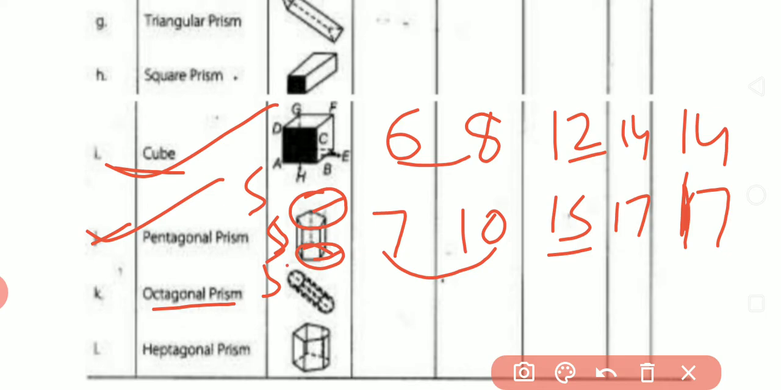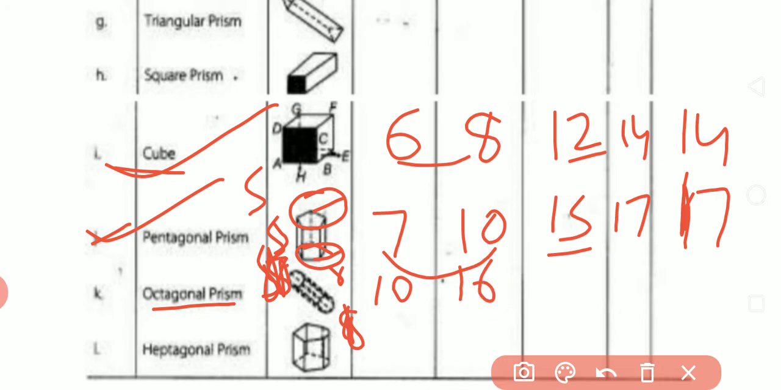At the top and bottom are the octagons, and the sides are rectangles or parallelograms. So how many faces will it have? 1 at the top, 1 at the bottom, 2, and 8 at the sides. So 8 plus 2 is 10 faces. And how many vertices will it have? 8 at the top, 8 at the bottom, so 16 vertices.